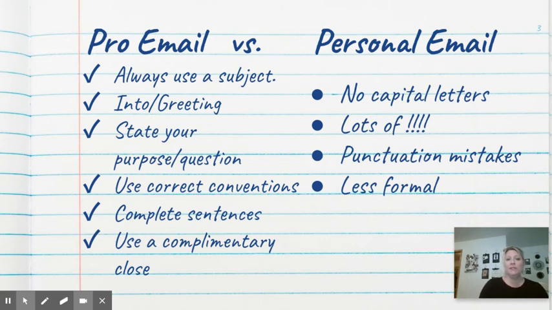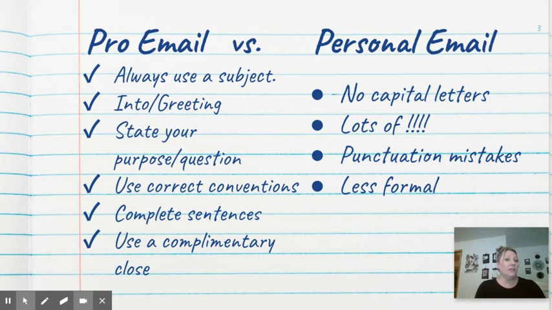So here's the differences between a professional email and a personal email. In a professional email, you always want to use a subject in the subject line. This is not where you write your whole email. It's a little short word or 2 or 3 words that sum up what your email is about. You use an intro or a greeting, which we'll talk about. State your purpose for writing, or maybe you have a question.